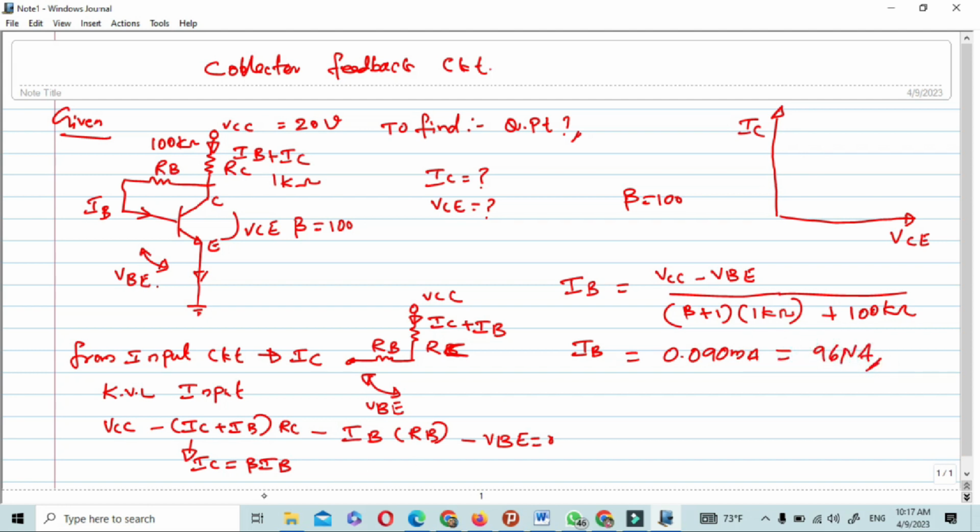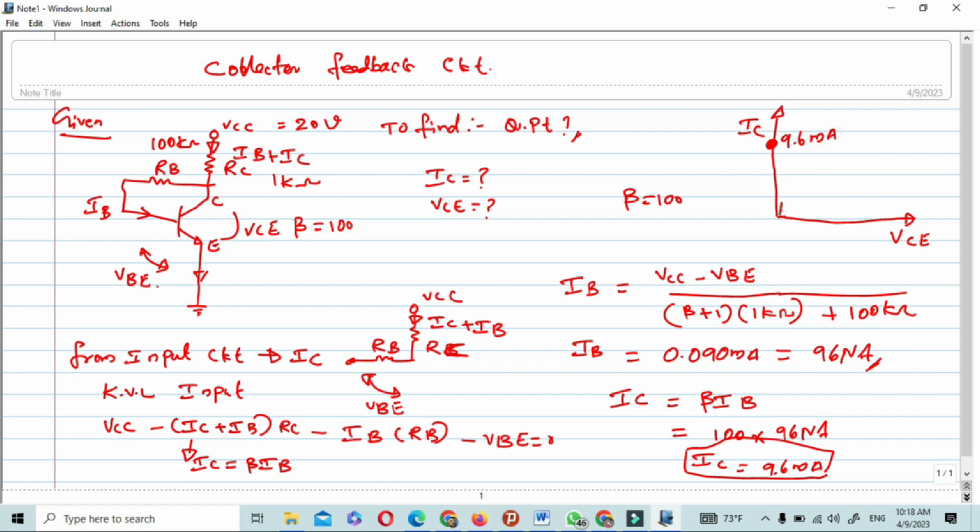So this is for IB. From IB, we can easily find the value of IC. We already know IC equal to beta IB. The beta value is 100, into 96 microamps. So finally, IC equal to 9.6 milliamps. So from the operating point, we found the value of IC, IC equal to 9.6 milliamps.